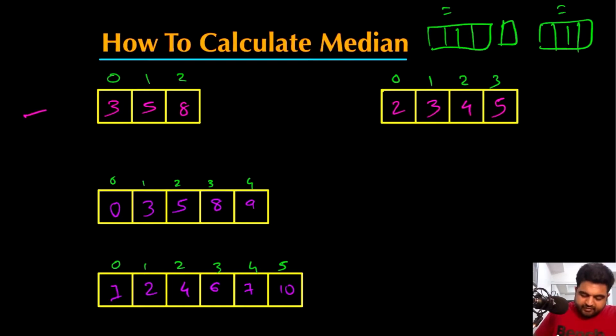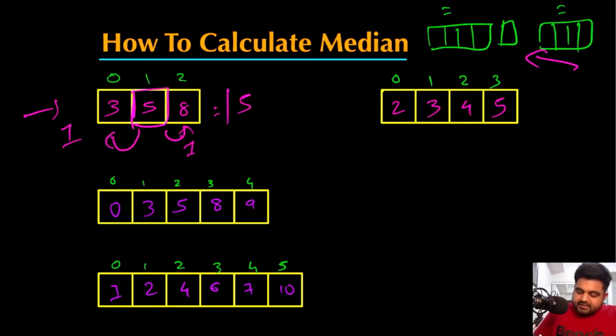So suppose we take this first example. In this first example we can clearly see that we are given three elements, and based on the definition of a median, everything on the left and everything on the right has to be the same. So if we consider this element, 5, it is the position where on the left of 5 there is one element and on the right of 5 there is also one element. So in this case 5 is going to be the median for this given array.